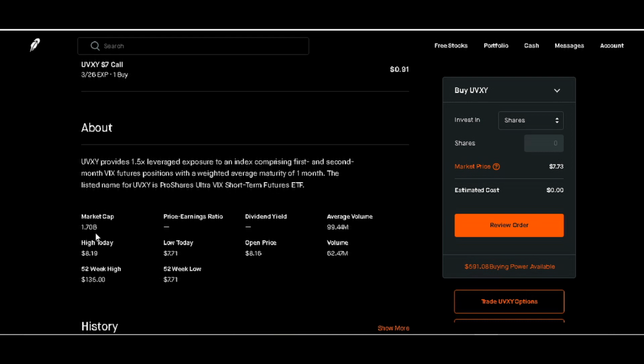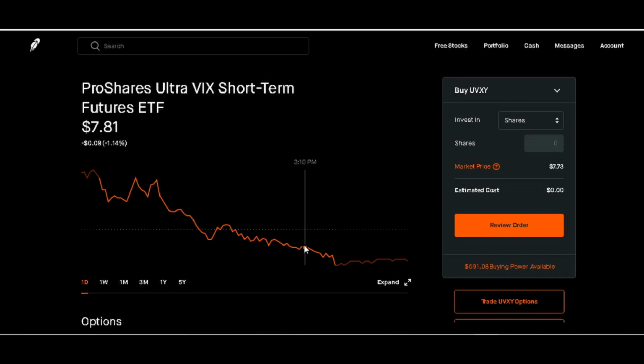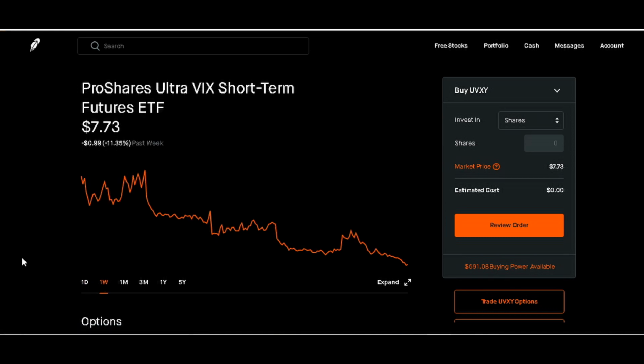You see the market cap, 1.70 billion, high today $8.19, 52-week high $135, low today $7.71, 52-week low is $7.71, opening price was $8.16, the average volume is 99.44 million, and the volume is 62.47 million. So we're going to scroll back up and take a look at the week.